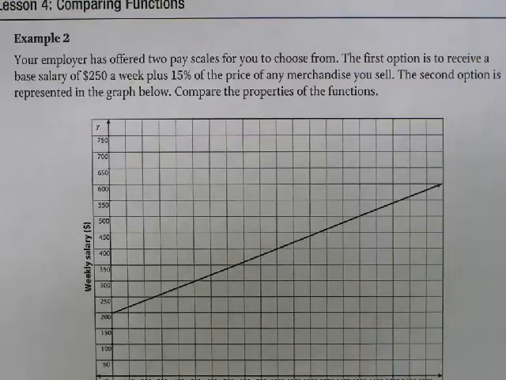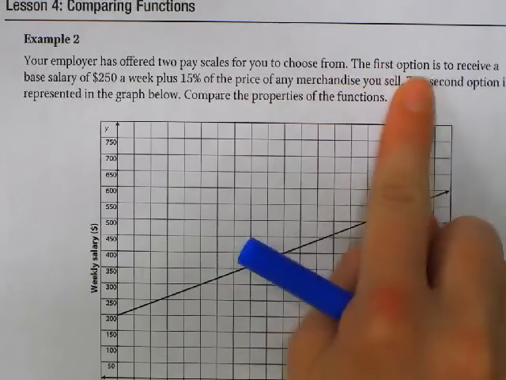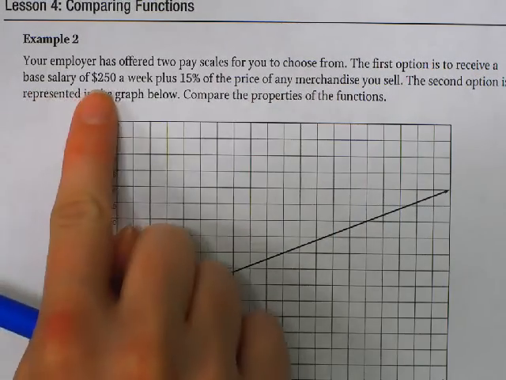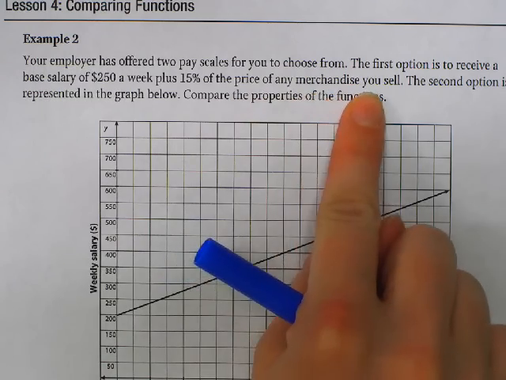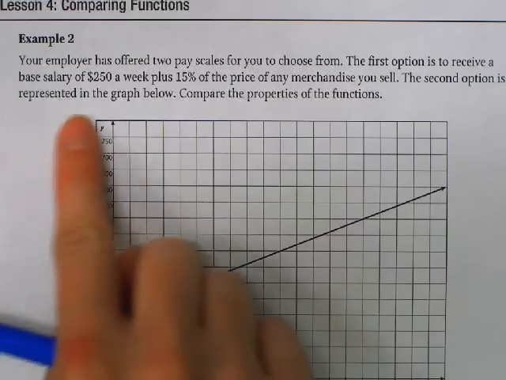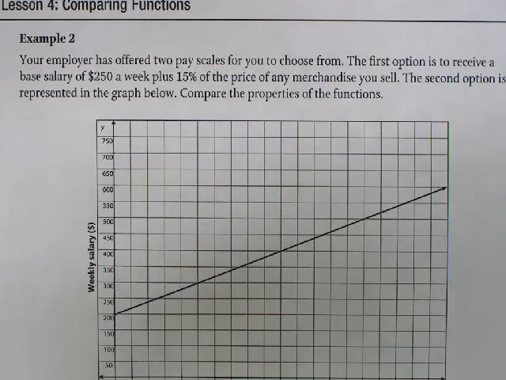Your employer has offered to pay 2 pay scales for you to choose from. The first option is to receive a base salary of $250 a week plus 15% of the price of any merchandise you sell. The second option is represented in the graph below. Compare the properties of the functions.